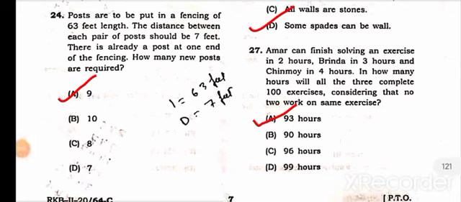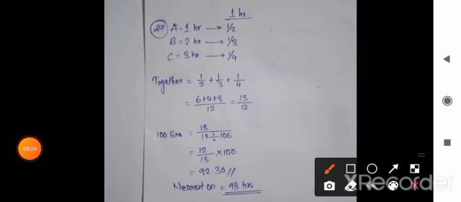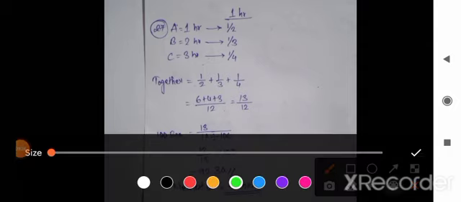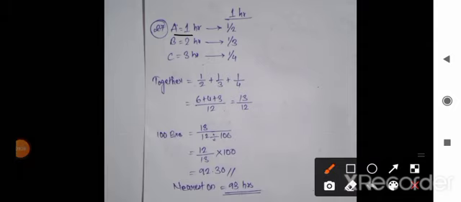Amar can finish solving an exercise in 2 hours, Brinda in 3 hours, and Chinmoy in 4 hours. In how many hours will all three complete 100 exercises? See, what does it say? A can do a work in 2 hours, B in 3 hours, and C in 4 hours. So how much will they work in 1 hour?